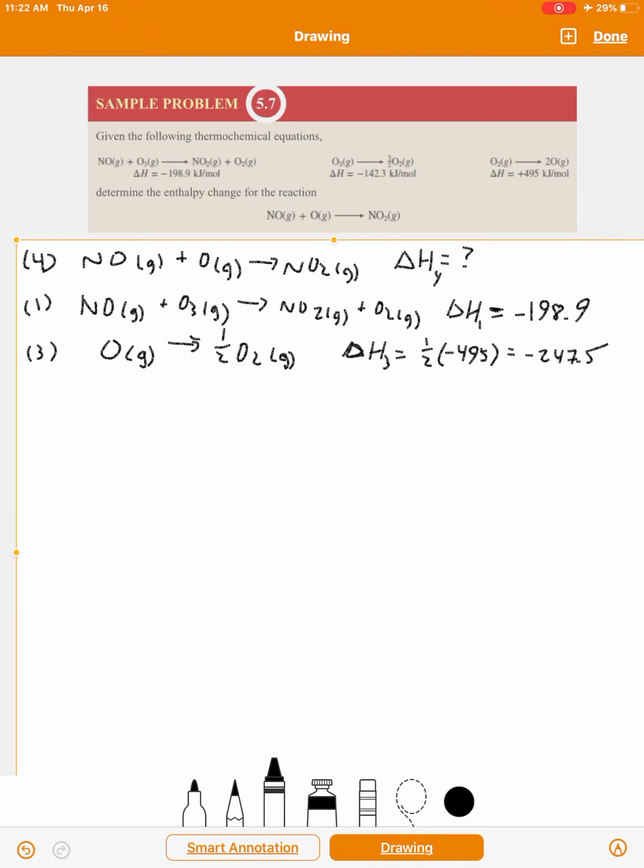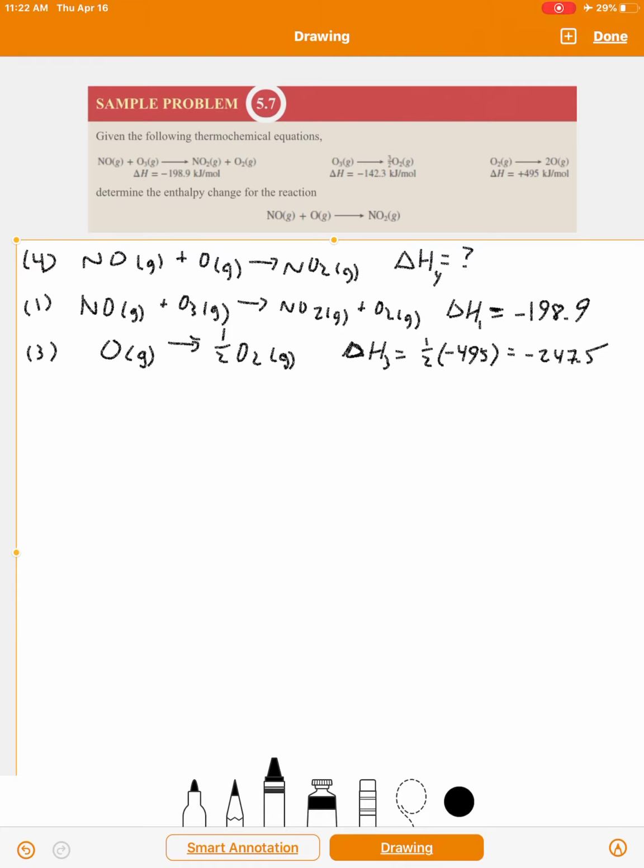We're making two changes. We're reversing it so that the O is on the reactant side, as it is in equation 4, and we're multiplying by a half so that it's the same coefficient, which is a 1. The coefficient should be a 1. Okay? Now I'm going to look at the third material in equation 4.